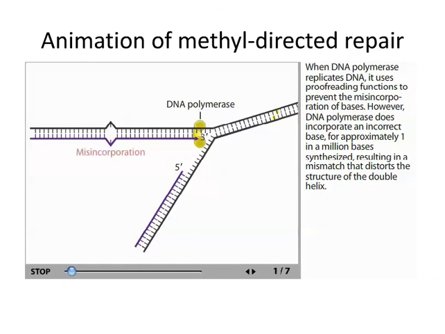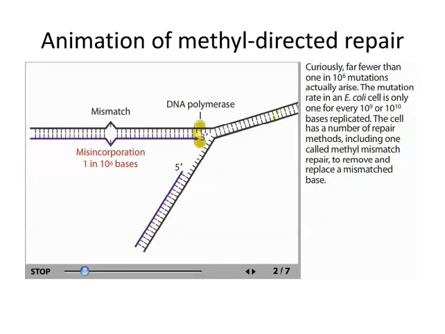DNA, it uses proofreading functions to prevent the misincorporation of bases. However, DNA polymerase does incorporate an incorrect base for approximately 1 in a million bases synthesized, resulting in a mismatch that distorts the structure of the double helix. Curiously, far fewer than 1 in 10 to the 6 mutations actually arise.